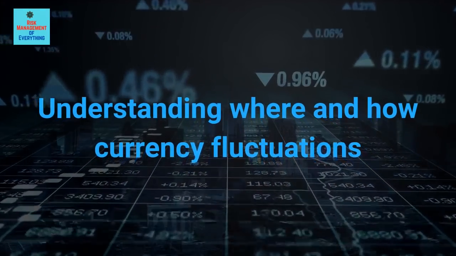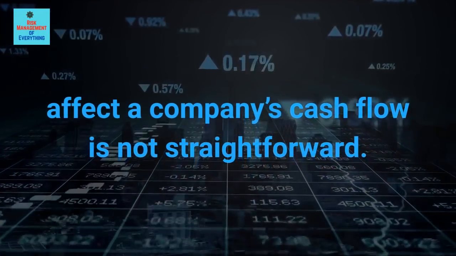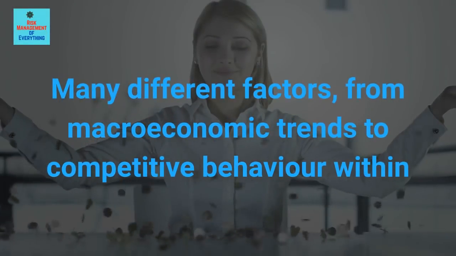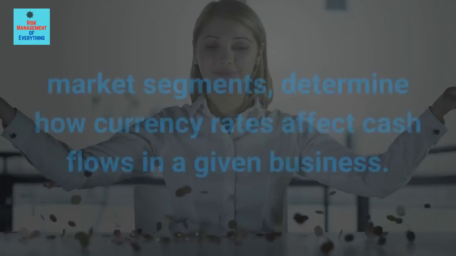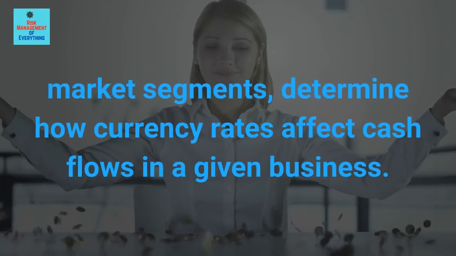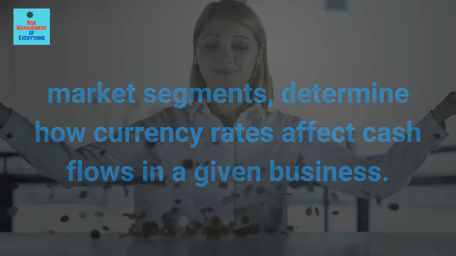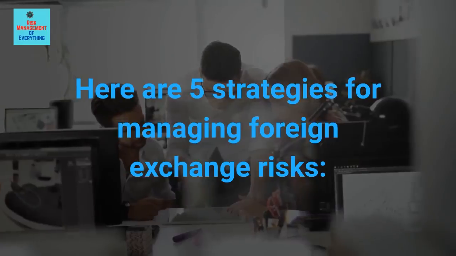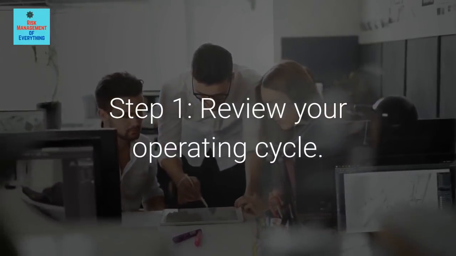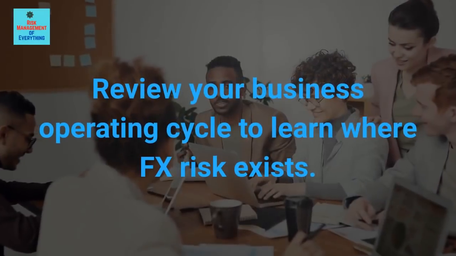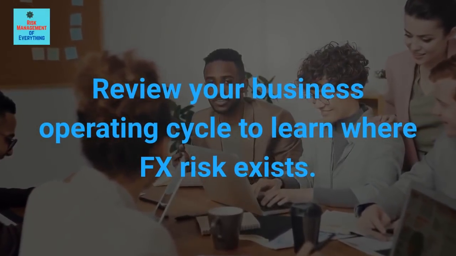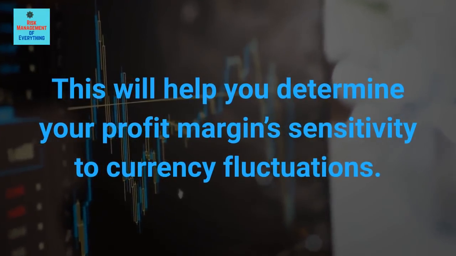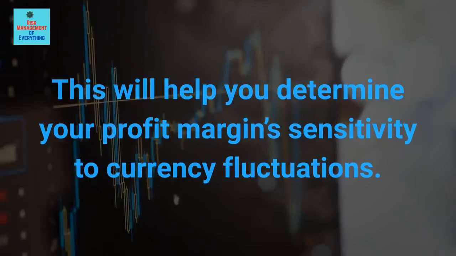Strategies for managing foreign exchange risks. Understanding where and how currency fluctuations affect a company's cash flow is not straightforward. Many different factors, from macroeconomic trends to competitive behavior within market segments, determine how currency rates affect cash flows in a given business. Here are 5 strategies for managing foreign exchange risks. Step 1. Review your operating cycle. Review your business operating cycle to learn where FX risk exists. This will help you determine your profit margin sensitivity to currency fluctuations.